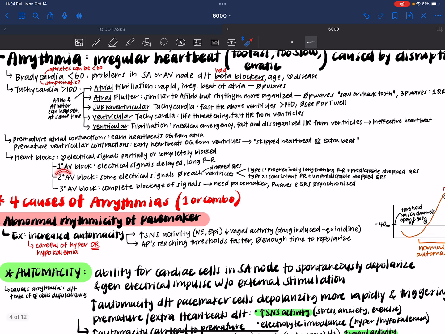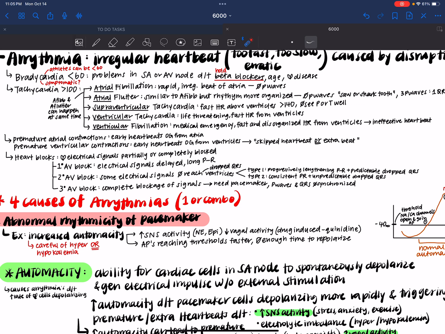In second degree AV block, you'll see some electrical signals don't reach the ventricles. You'll see a dropped QRS. Second degree type 1 is when the PR is becoming longer and longer and longer, and then there is a predictable drop in the QRS. Type 2 is where you have a consistent PR, so they're basically very good.